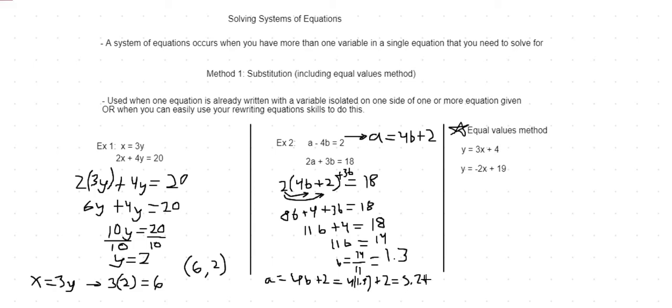Plus 2, that's a 2, things spazzing out there, and that would equal 7.2. So my answer is, you can do A equals 7.2, B equals 1.3. You could put them in an ordered pair if you want to. It wouldn't really matter in this particular case, but just for sake of consistency, I will put 7.2 and 1.3 like that.